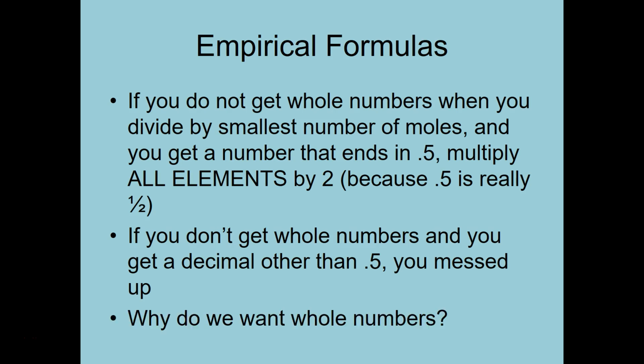So why do we want whole numbers? We want whole numbers because our formulas only exist in whole numbers. When we were doing ionic and covalent naming, you never got C0.25 H0.75. Everything is in a whole number because you can't have part of an atom. You have a whole atom, 2 whole atoms, 3 whole atoms. You can't have part of an atom, so we need whole numbers. Let's work another example together before I set you loose on your own.